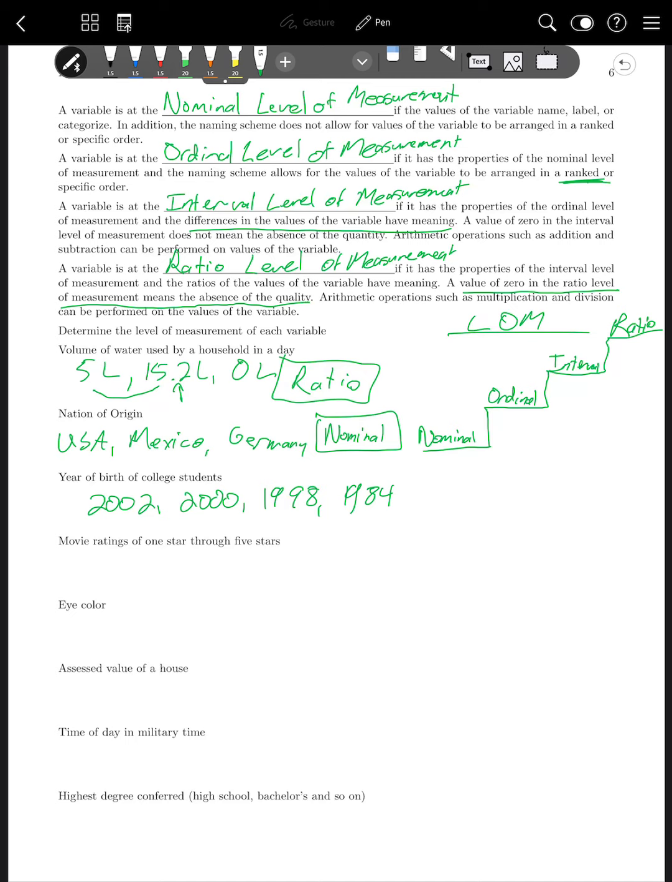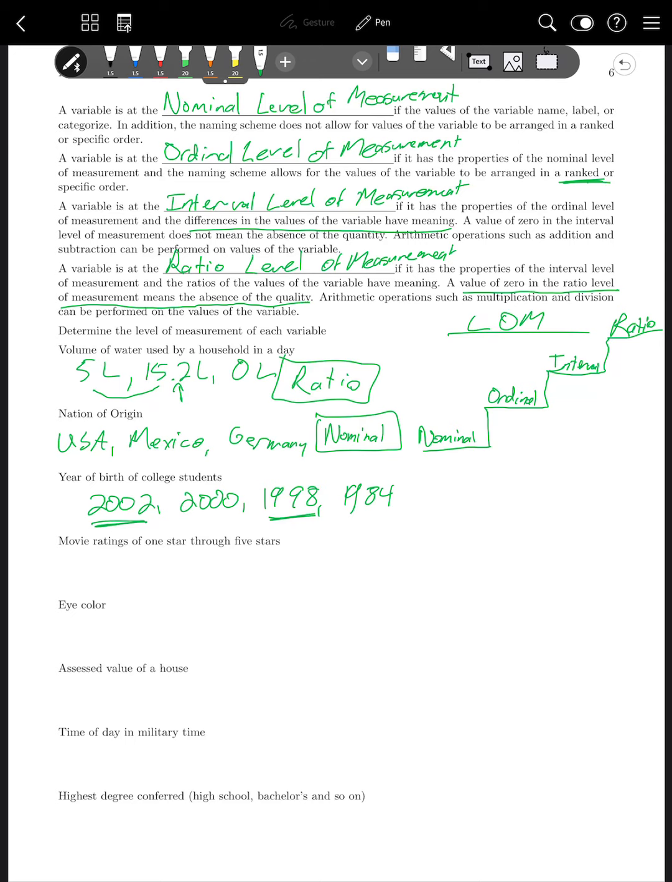So that means we've made the ordinal level. Is there a calculable difference between these that means something? Yeah, if I find the difference between 2002 and 1998, that's 4 years. That means that this student is 4 years younger than this student. So that has meaning. So that gets us to the interval level. Now the question is, what does 0 mean in this context?